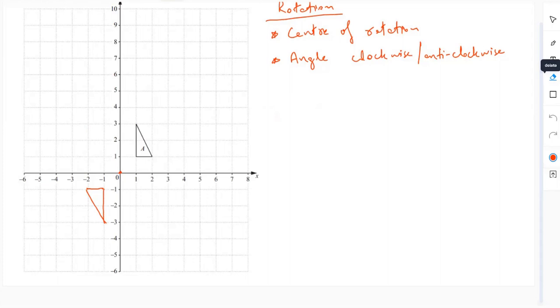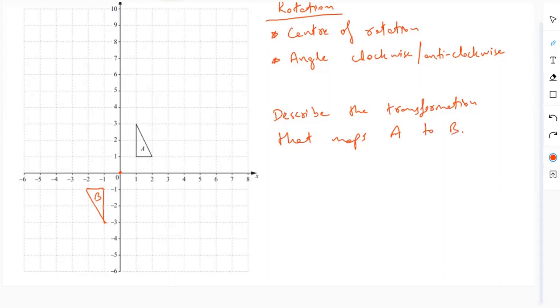अच्छा, अब हम backwards जाते हैं. So let's say मेरे पास, okay, so I've got these two figures. I've got A and B. Okay, I've got these two triangles. I have to describe the transformation that maps A to B.